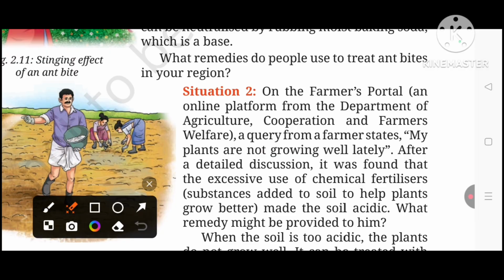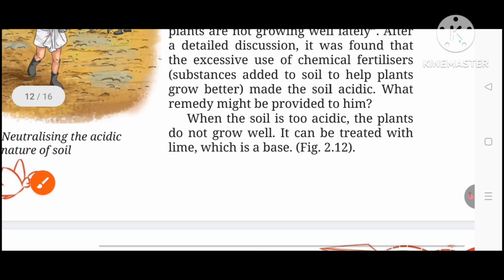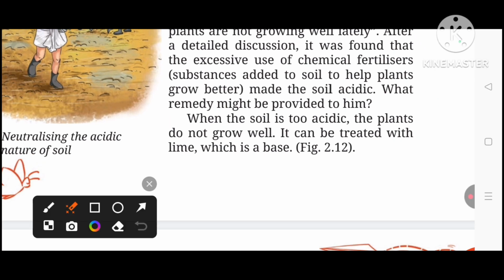So the farmer complained that his plants are not growing well lately. What remedy might be provided to him when the soil is too acidic? When the soil becomes too acidic, the plants do not grow well. It can be treated with lime, which is a base.